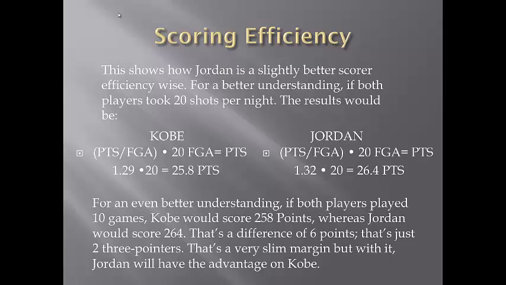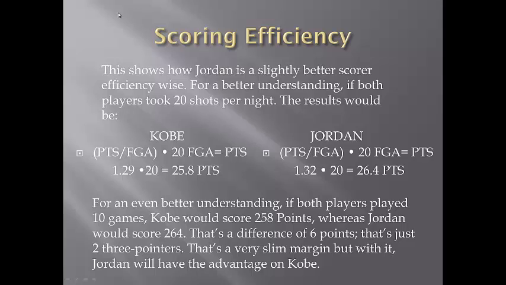For our better understanding, if both players took 20 shots per night, the result will be the points per field goal attempt, which we just got, times 20 field goal attempts equals points. So if they made those 20 attempts, it would be 1.29 times 20 equals 25.8. It wouldn't be attempts fully, it would be points, because attempts could actually be double that or even more because of 3-pointers. For Jordan, it's 1.32 times 20 equals 26.4.